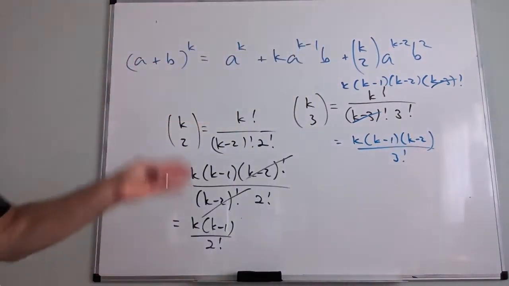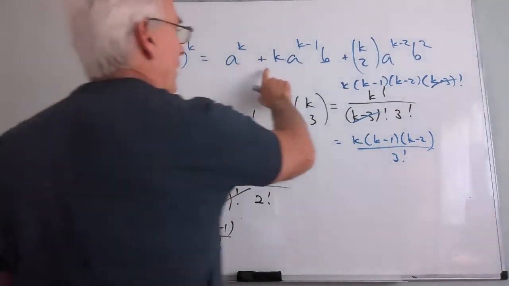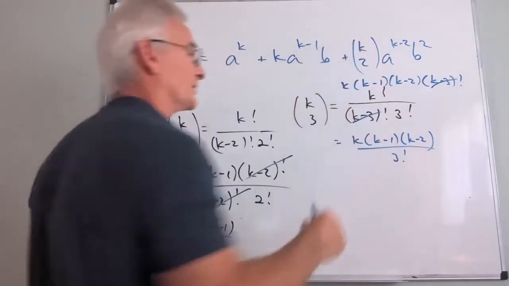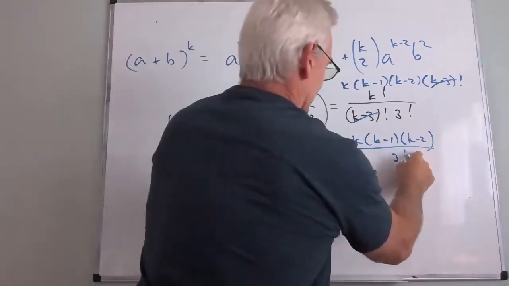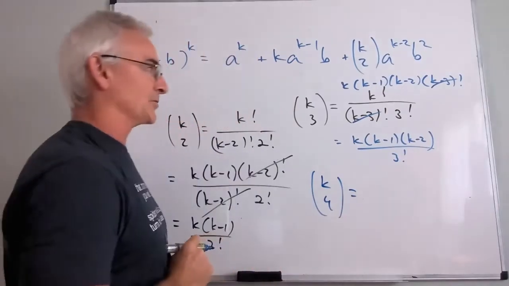Now, I can keep doing this for a while. If I went through and replaced these with quotients, look at this one. Look at this one. Can anybody tell me what the next one is without doing any work whatsoever? Can you tell me this without doing any work?